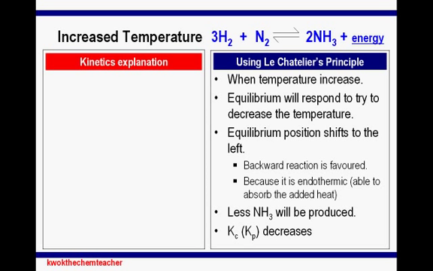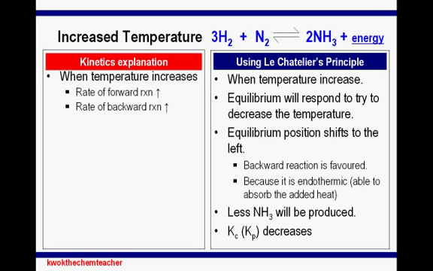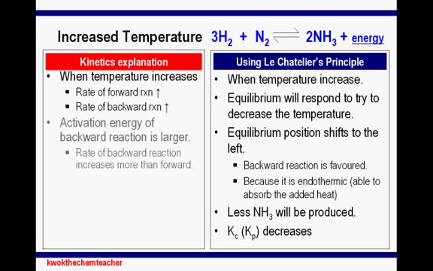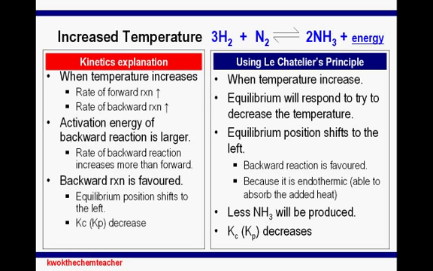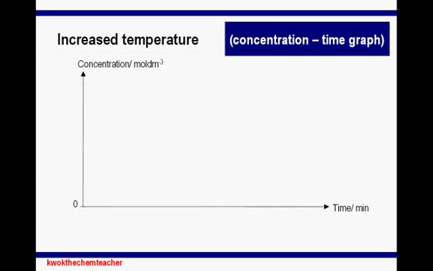Using kinetics to explain, what happens here is when temperature increases, both the rate of the forward reaction and the rate of the backward reaction will increase. The activation energy of the backward reaction is larger, hence you would expect that the backward reaction will increase more than the forward reaction. As a result, the backward reaction will be favored, the equilibrium position will now shift to the left, and the equilibrium constant will therefore decrease.